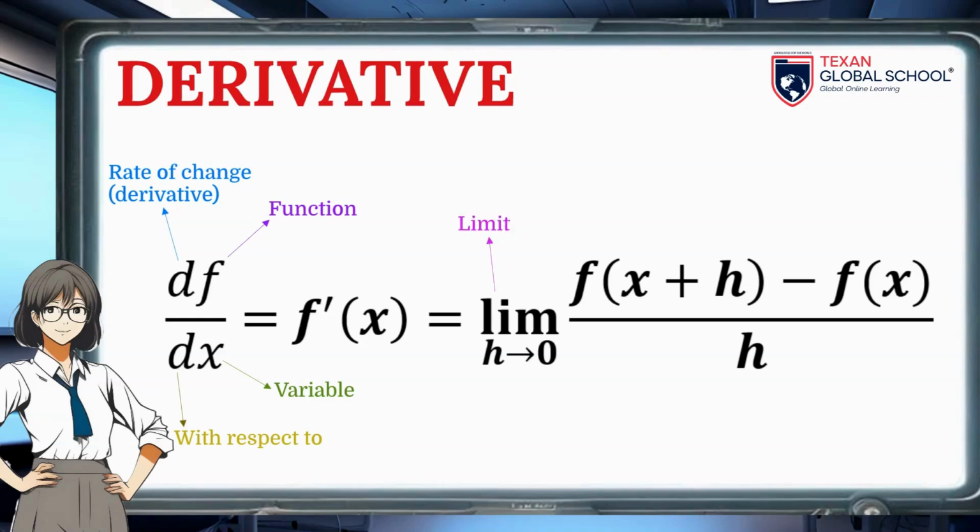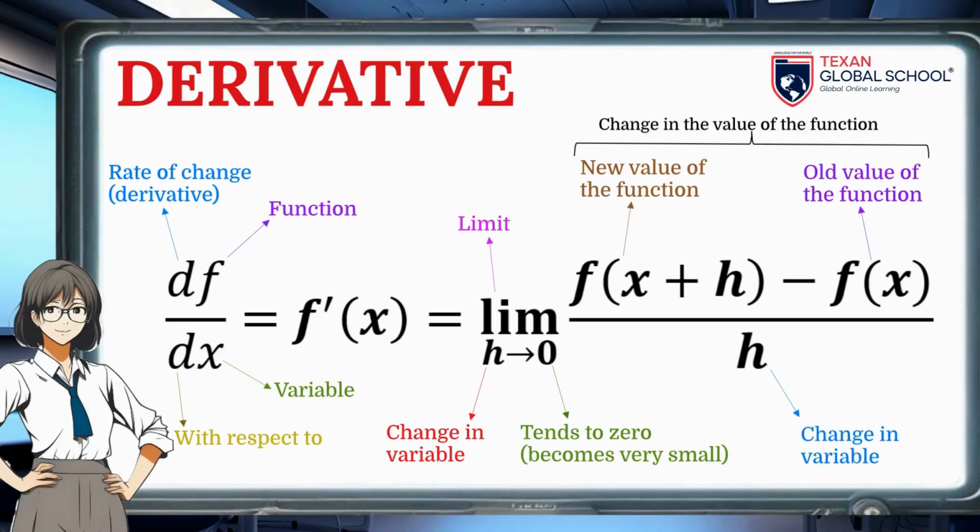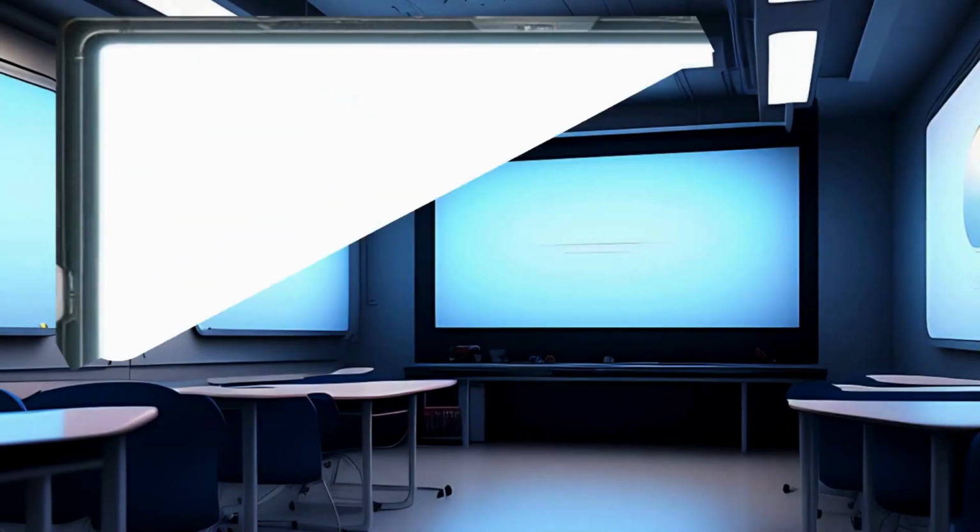D is the derivative or rate of change, f is the function, and in the quotient, the other d indicates with respect to which variable is to be derived. Then comes the variable to be derived, the limit, and the change in the variable. The change in the variable of the function. Let's look at a first example.